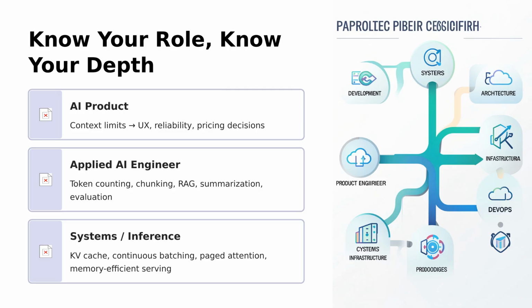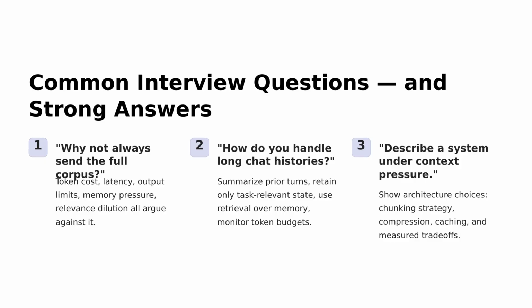When working with LLMs, it helps to know your role and how deep you need to go. For AI product teams, context limits shape user experience, reliability, and cost. Applied AI engineers need to understand token counting, chunking, RAG, summarization, and evaluation. And at the systems layer, the key concepts are things like KV cache, continuous batching, paged attention, and other techniques for memory-efficient serving. Here are 3 interview questions that come up a lot.